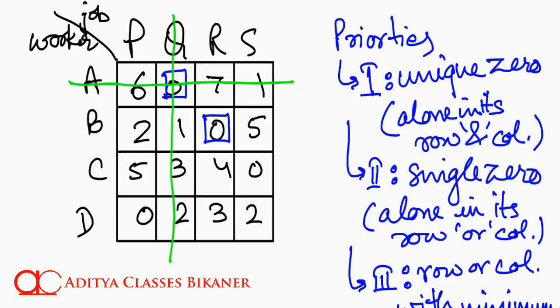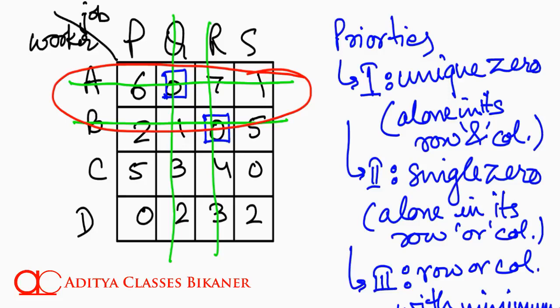Now, once we have made this assignment, let us remove its row and remove its column. If you have a close look, A and B cannot participate further because they have been allotted a task. Q and R will not participate further in my solution because they have already been performed.